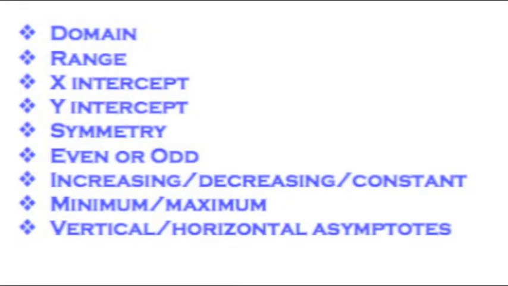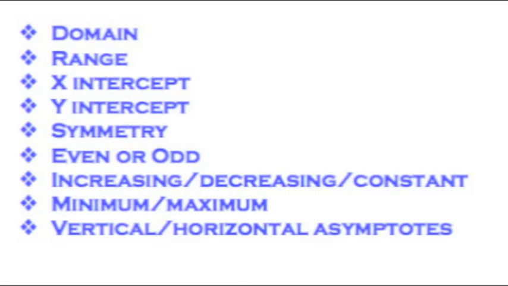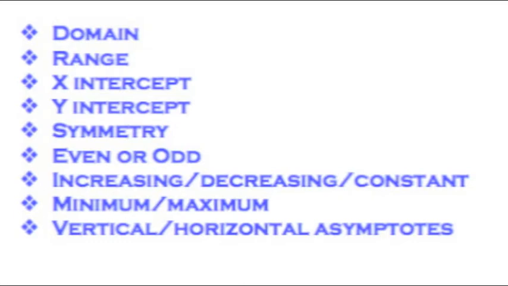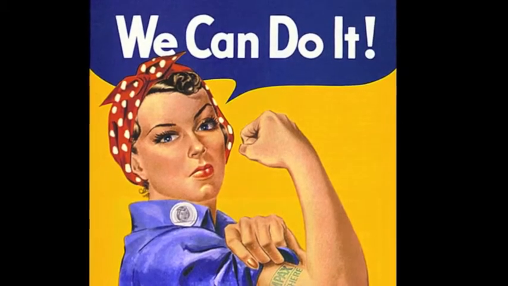I'm here to teach you about the graphs of families of functions and how to find their domain, range, x-intercept, y-intercept, if the function is even or odd, to which axis the function is symmetric to, where the function is increasing, decreasing, or is constant, where the function has a minimum or maximum value, and lastly, if there are any vertical or horizontal asymptotes. It seems hard to do, but it's fairly simple.